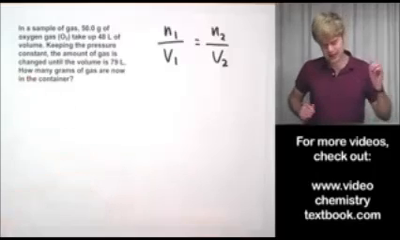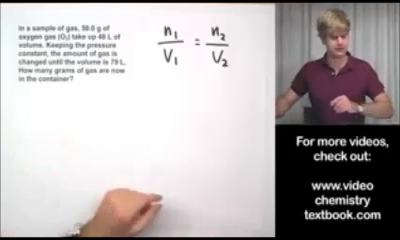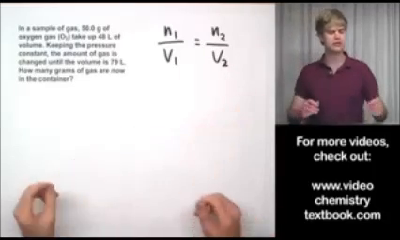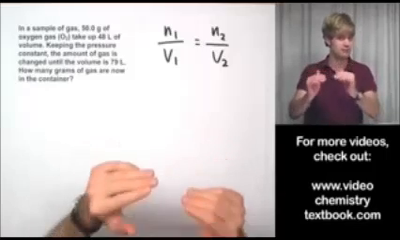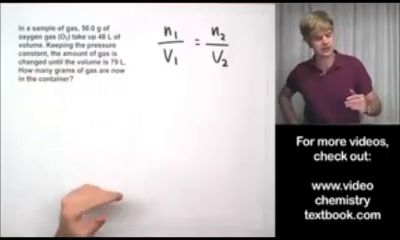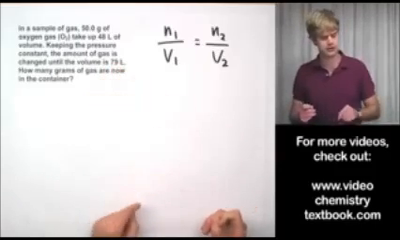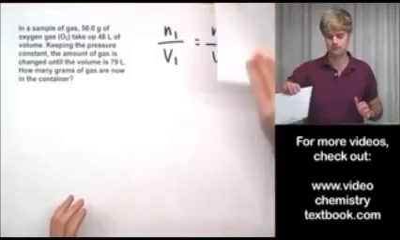So, in a sample of gas, 50.0 grams of oxygen gas take up 48 liters of volume. Keeping the pressure constant, remember that's important in Avogadro's law, pressure's got to be constant. Keeping the pressure constant, the amount of gas is changed until the volume is 79 liters. How many grams of gas are now in the container?